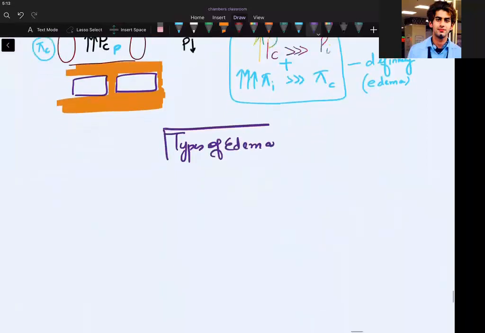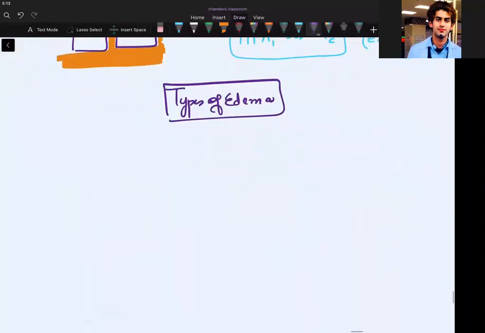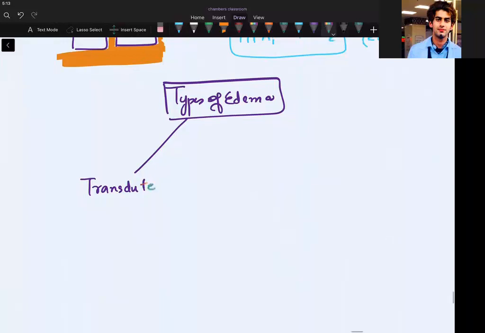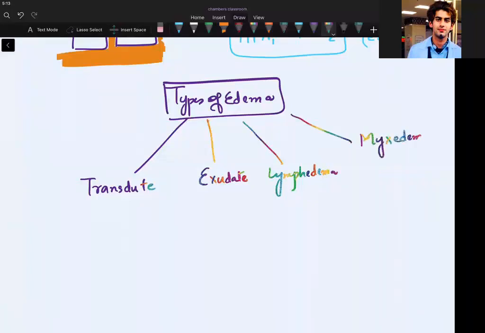So these types of edema are: it can be a transudate. It is most important. I don't know how to make you understand how important this is. Transudate. Every pathology you will get at least this. Transudate, exudate. What else? Lymphedema, isn't it? Lymphedema and mixed edema.